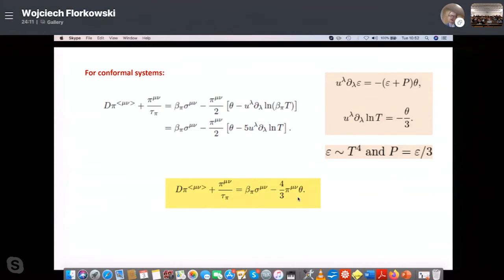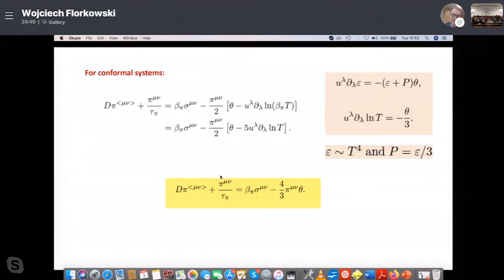Now, if we neglect the time derivative here, and we neglect this term, 4/3 pi mu nu theta, then we have only the terms in the middle, and this is the Navier-Stokes theory. Pi mu nu over tau pi is equal to beta pi sigma mu nu, and tau pi times beta pi is 2 times eta, the shear viscosity. So this is the Navier-Stokes side.